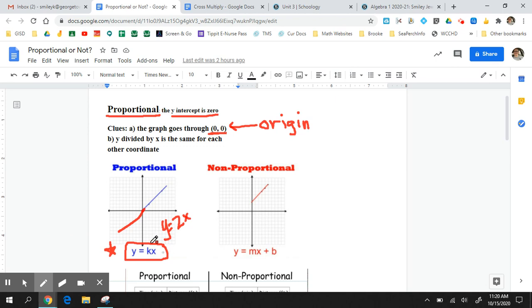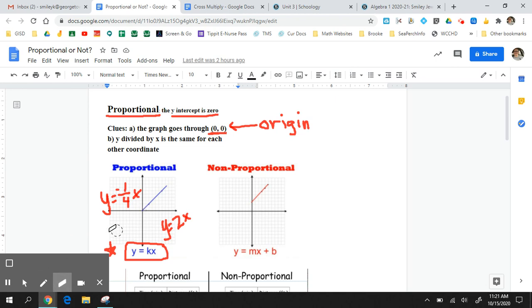Okay. That is a great example for that. Or y equals 1/4 x. Or you could make it a negative 1/4. So those would be what an equation would look like for proportional.